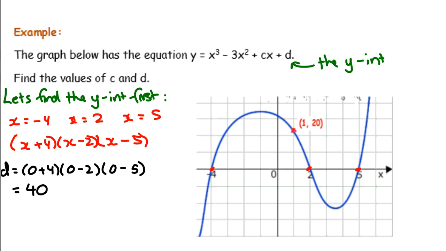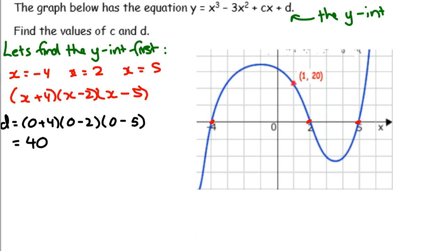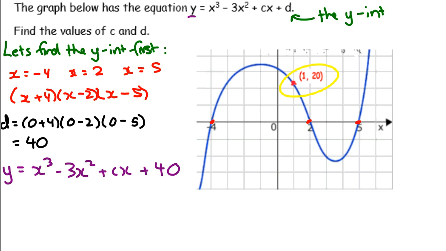So our equation so far, going back to this thing here, our equation so far will be y equals x cubed minus 3x squared plus cx plus 40. So we've got a bit more information here. We know this coordinate here, and we can sub it in for an x and a y, and we can use it to work out the c of x. So use the coordinate 1, 20. That'll be x, that'll be y, to find c.